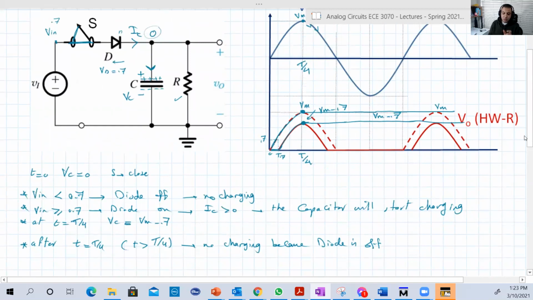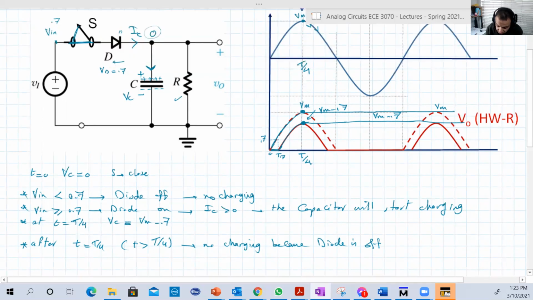But this time, this will be for a certain time. I mean, it will not be off forever. We're going to see that after some time it will become on again. So no charging. But how about discharging?